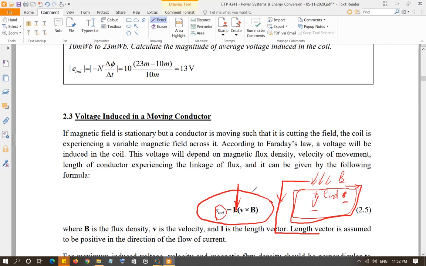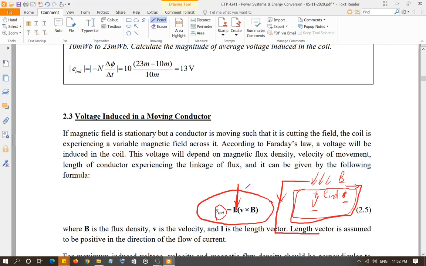So let's say after calculating your induced voltage, the value turns out to be positive. If the value turns out to be positive, that means the direction of the length vector that you assumed was the correct direction. But if the value turns out to be negative, then your assumed direction of the length vector was incorrect. Current will flow in the opposite direction to what you assumed, and the induced voltage is going to be in the opposite direction as well. So it's very simple.